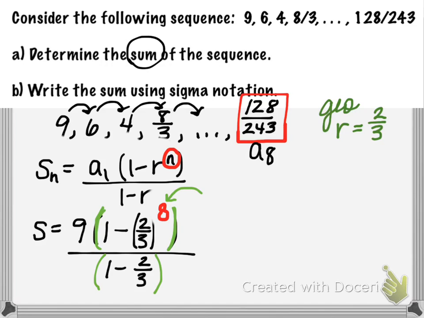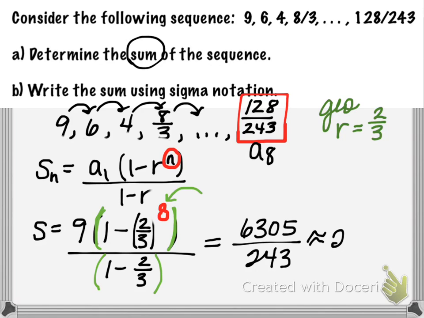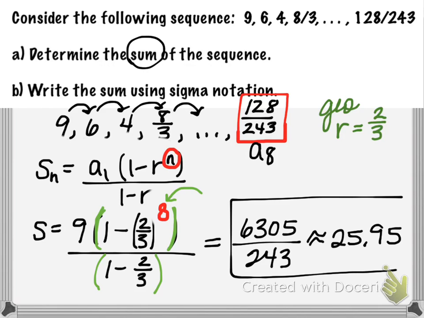So it turns out when we enter this, we can simplify it to an exact fraction of 6,305 divided by 243. And if you want to check the decimal equivalent of that, it's approximately 25.95. So this would be the exact form of the sum, and then we have the approximate value of the sum of this sequence of numbers.